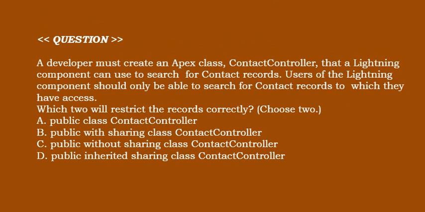Next question is, a developer must create an Apex class, contact controller, that a Lightning component can use to search for Contact records. Users of the Lightning component should only be able to search for contact records to which they have access. Which two will restrict the records correctly? Choose two options.